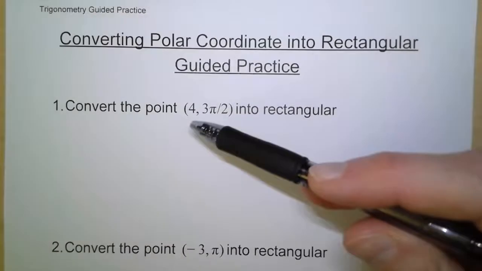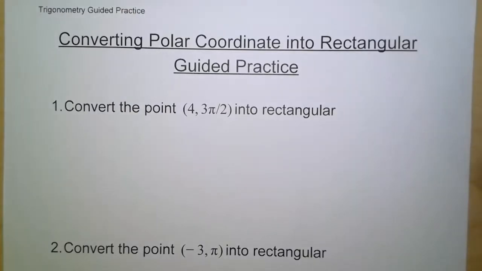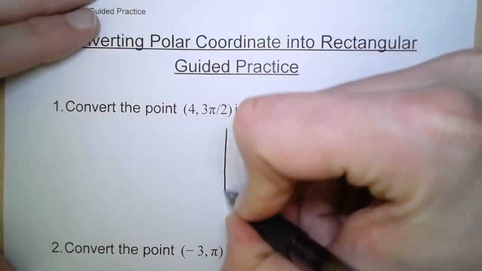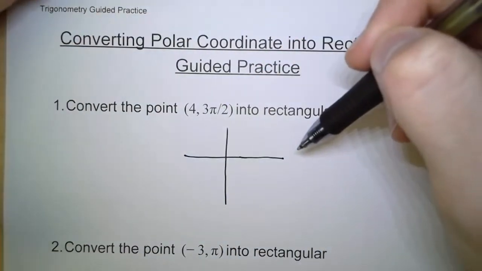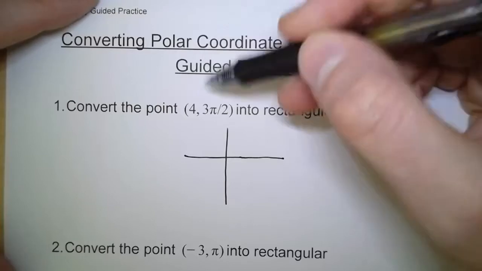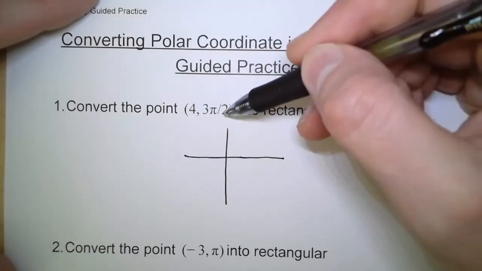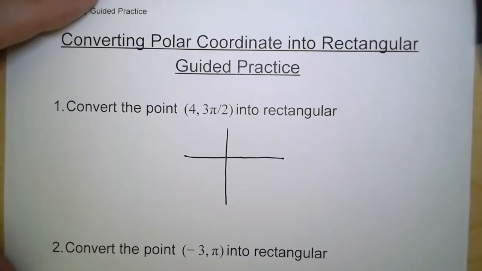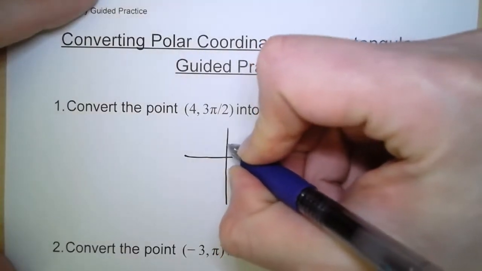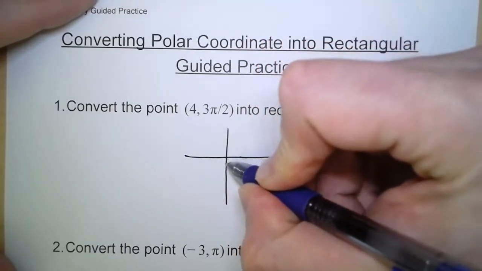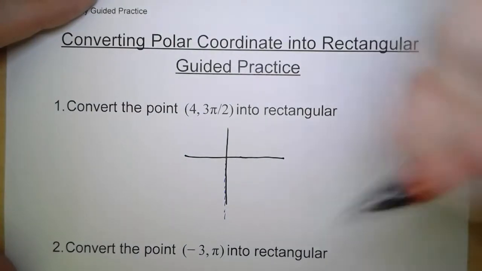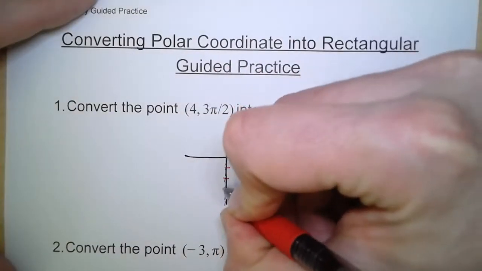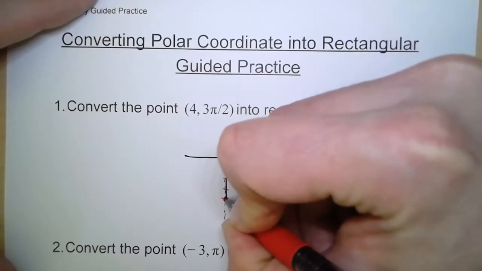So we're given a point in polar. The first thing we want to do is graph it. We first draw our Cartesian axes, x and y, and then we say, all right, it's 4 units away at an angle of 3 pi over 2. So 3 pi over 2, where's that? Well, this is pi over 2, this is pi, so 3 pi over 2 is going to be this way. And then it's 4 units away, so that's 1, 2, 3, 4, right there.